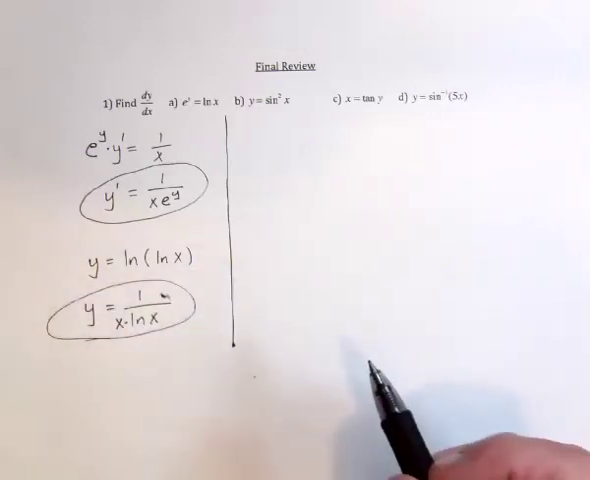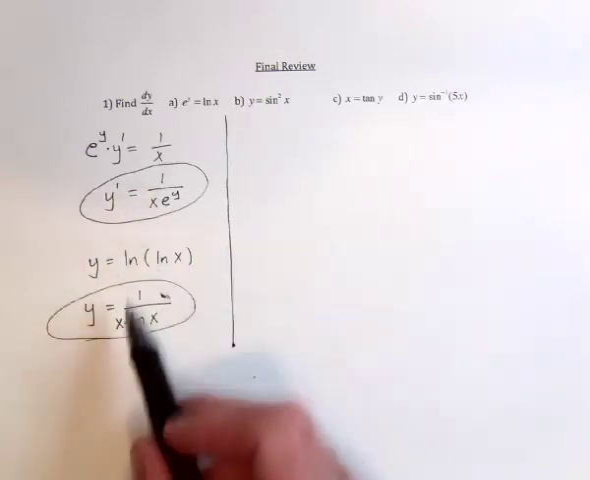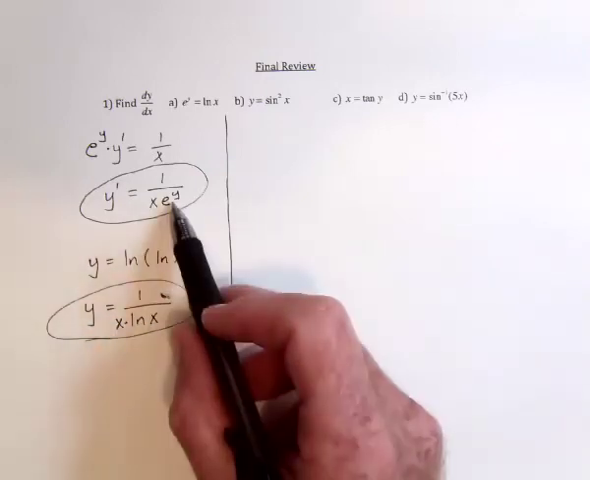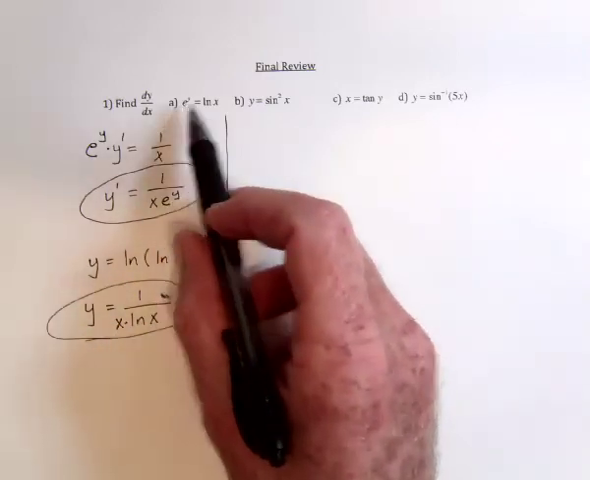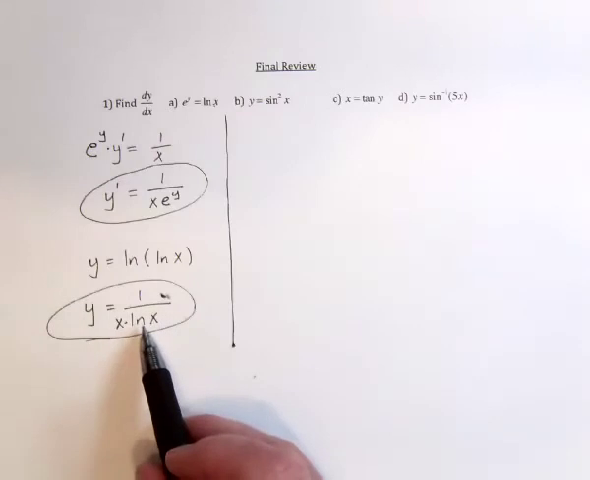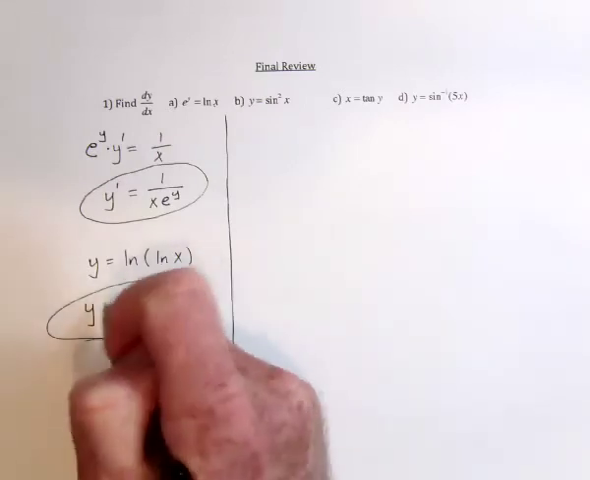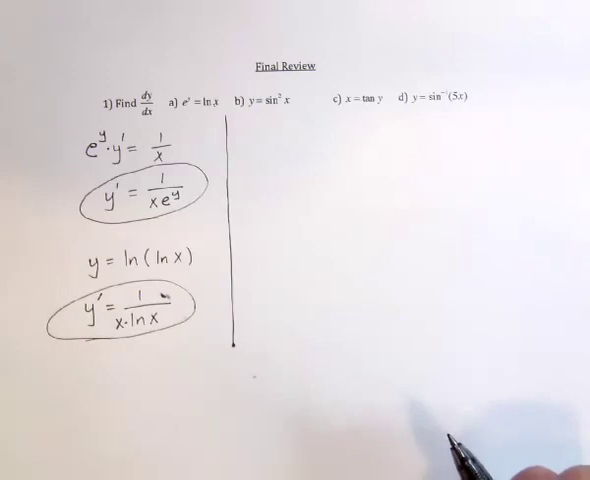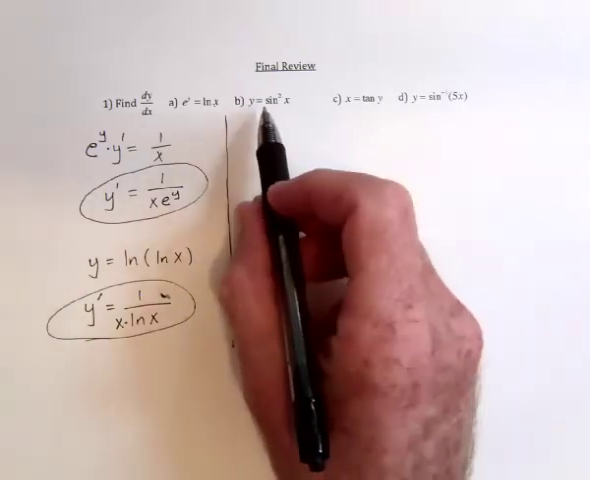And then are they the same thing? So they both have the 1 over x. This one has e to the y, but e to the y is equal to x, so they are the same. Except I forgot to say y prime. I did that.